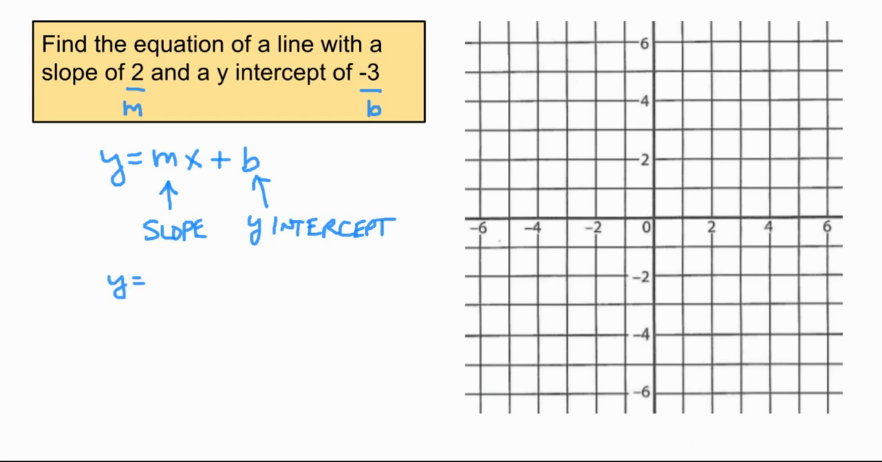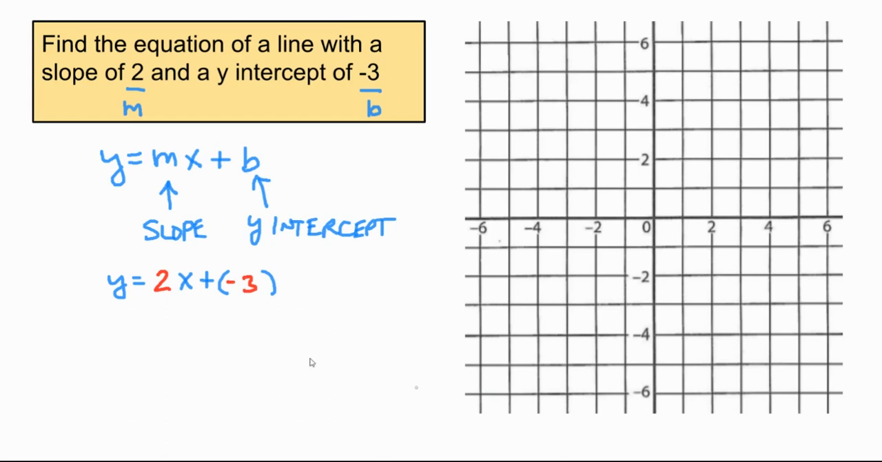So y equals, let's fill in our slope of 2. That's going to be multiplied by x. And then we are going to add, and I'm going to put it in parentheses because of the negative, -3. So we're almost done.